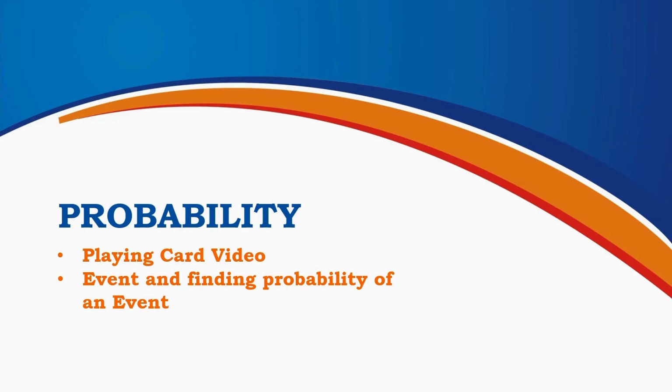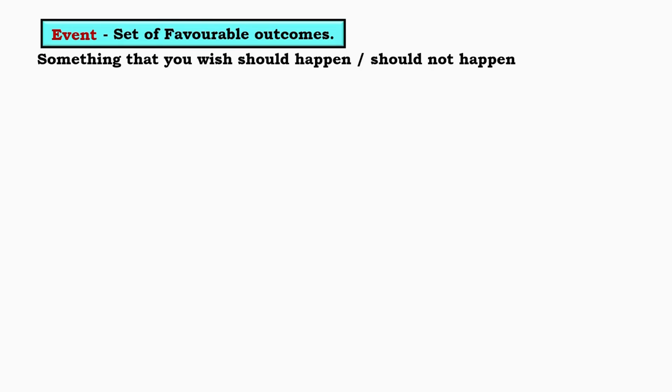Now we will learn about playing card video, event and finding the probability of an event. So what is an event? An event is the set of favorable outcomes. We will go deeper into this. What do we mean by favorable outcomes? A favorable outcome means something that you wish should happen or should not happen.